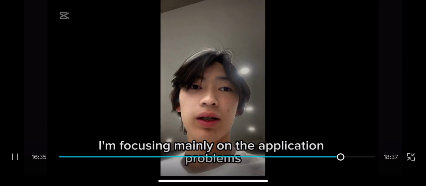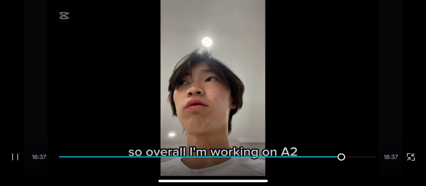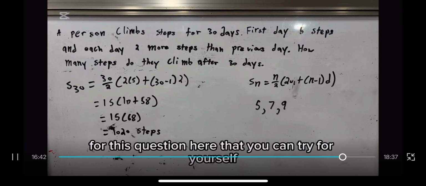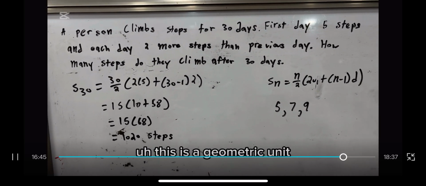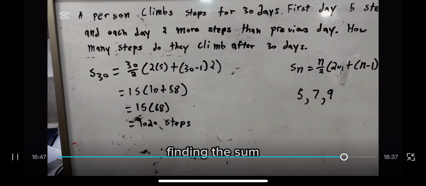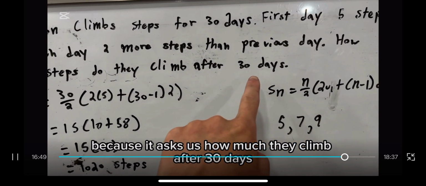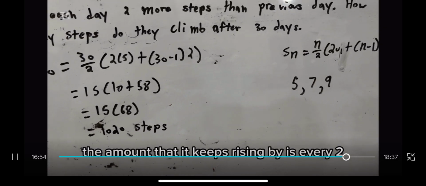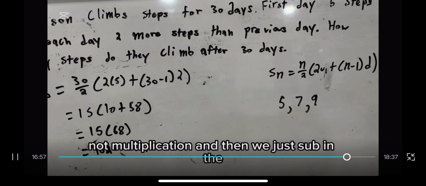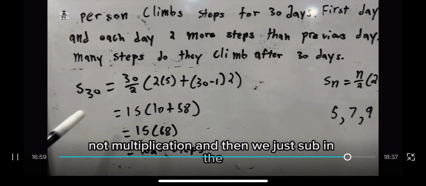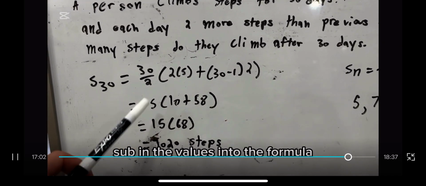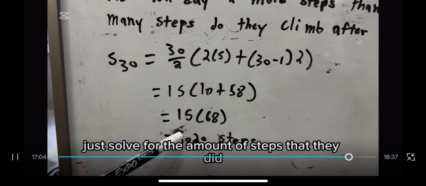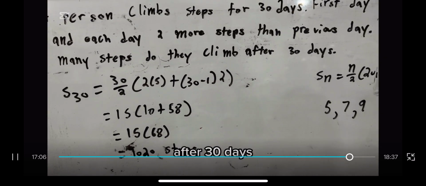For the geometric and arithmetic series unit, I'm focusing mainly on the application problems because that's the part that I mainly depend on. So overall, I'm working on A2, C3, and D2. So for this question here that you can try for yourself, this is an arithmetic series for finding the sum, because it asks us how much they climb after 30 days, and the amount that it keeps rising by is every 2, showing that it's addition, not multiplication. And then we just sub in the values into the formula, which is over here, and then we just solve for the amount of steps that they did after 30 days.